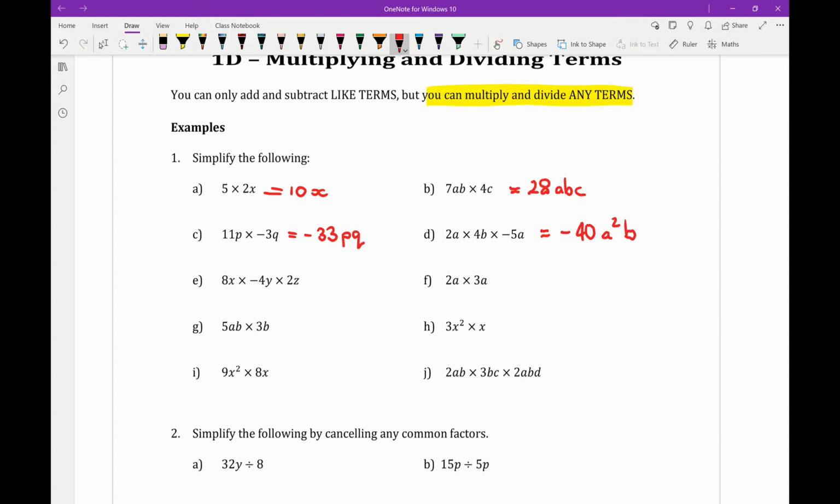Part E, multiply the numbers. 8 times minus 4 times 2. Use your calculator if you're not good with timesing. So that makes minus 64. Collect the letters. There's an X, a Y, and a Z.